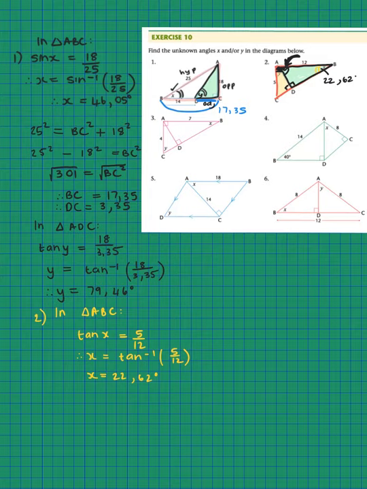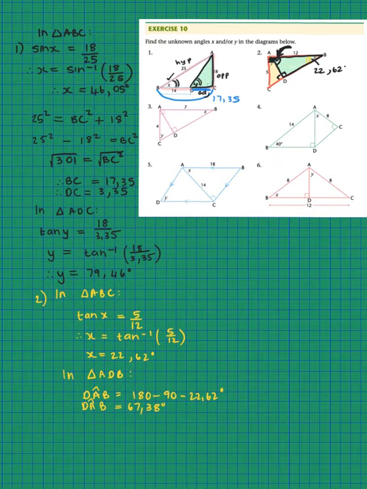So now I'm going to work in triangle, what's that triangle called? So now we're going to be in triangle ADB. In triangle ADB, the angle DAB is equal to 180 minus 90 minus 22,62, right, because of sum of angles of a triangle. So that is equal to 67,38 degrees. So angle DAB is equal to 67,38 degrees. So to solve for y, you're going to go, so therefore y is equal to 90 minus 67,38.